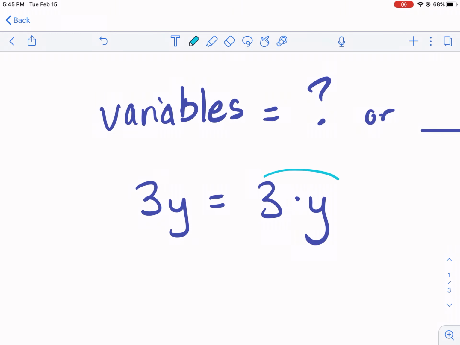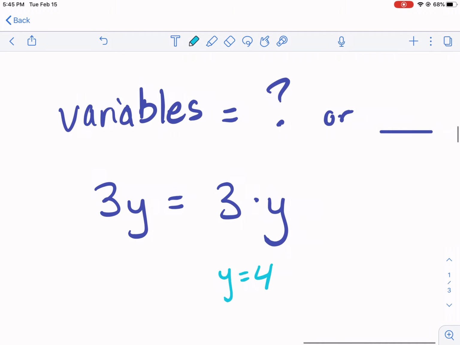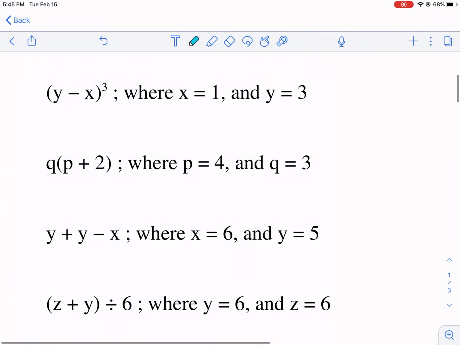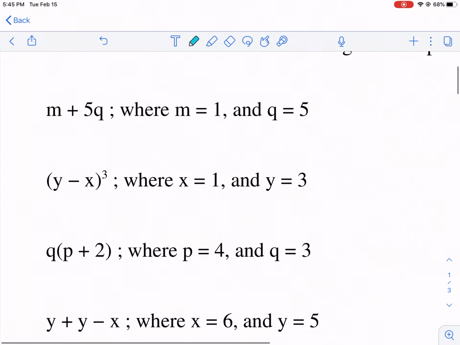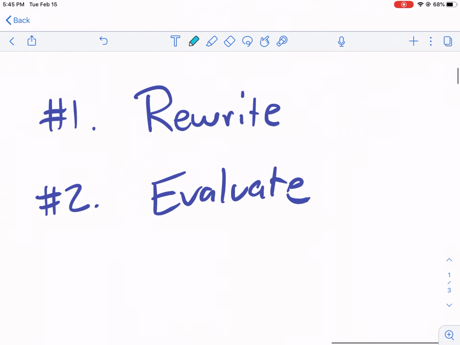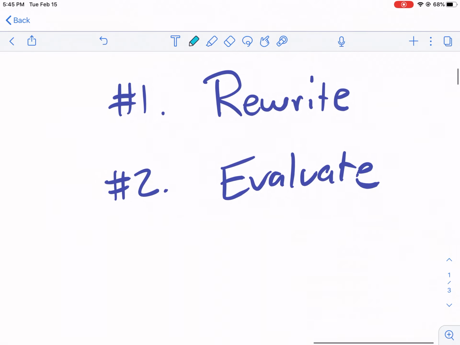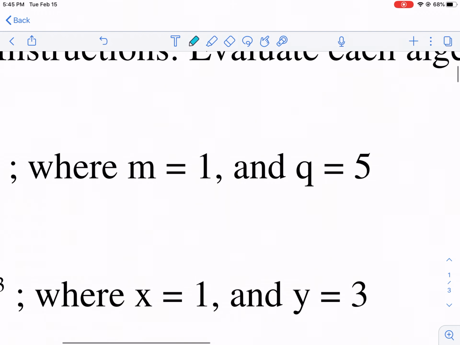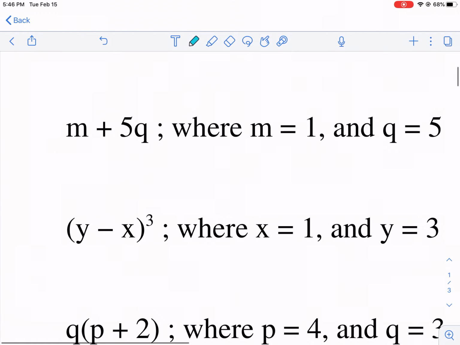The other thing we need to know is if you have a number next to a letter, it means multiplication. So if we had, for example, 3y and y equals 4, this would eventually become 3 times 4, not 34. That's a common misconception. With these two principles in hand, we're going to go ahead and start. It's not that bad. There's basically a two-step process to do all this. Rewrite, number 1, and evaluate, number 2. That means just answer it, not solve it. Sorry, shouldn't have said that. I mean answer it.